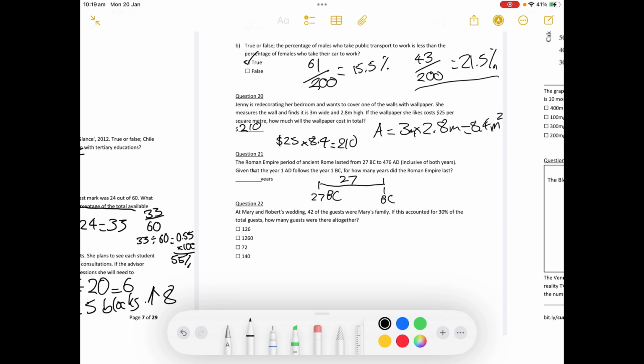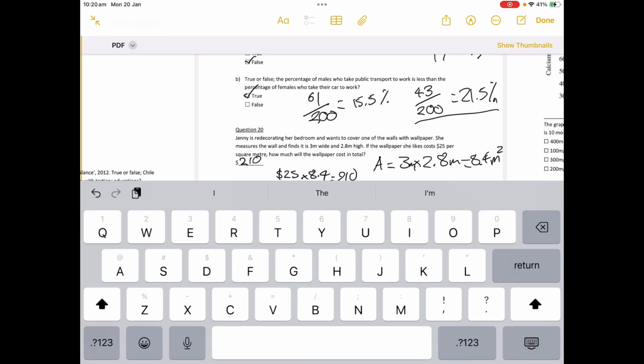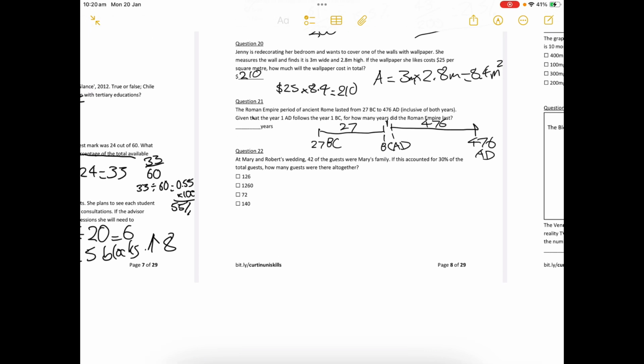And then after 1 BC, we have 1 AD. Okay, so that's another year. And then we're going all the way up until we reach 476 AD. So there's 476 years here, okay? To figure out how many years the Roman Empire lasted, let's add up all of those years. So we're going to do 27 plus the 1 plus 476, and that should give us 504 years. It's a long time.